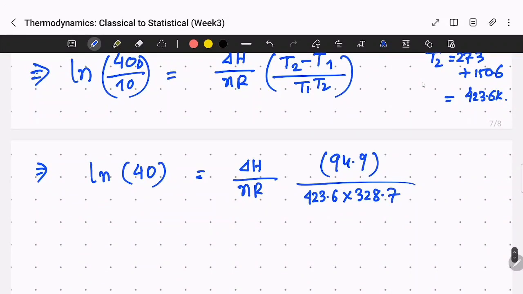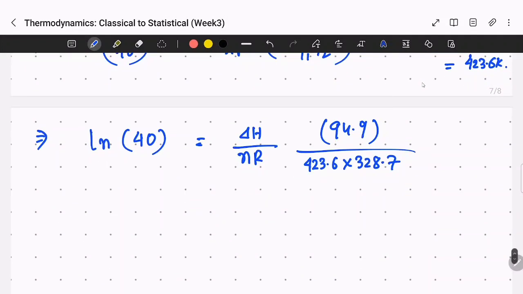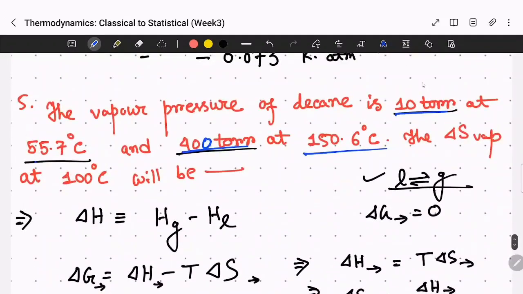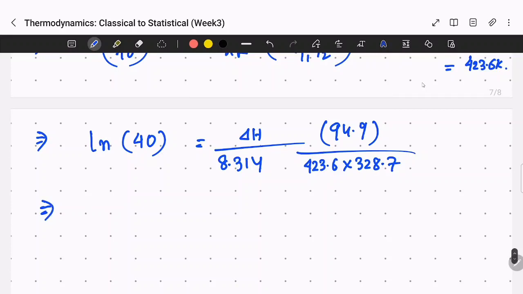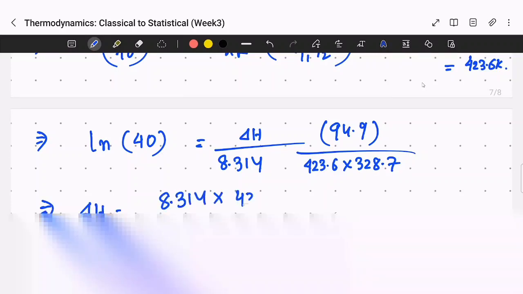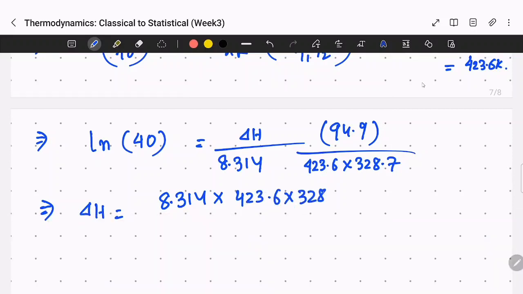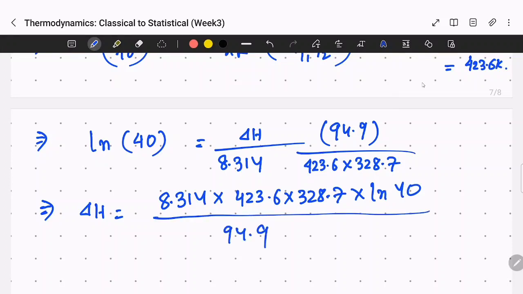Okay, so this is nR. n is 1 anyway. How do we know n is 1? Because when anything is not given, you have to understand this is for 1 mole. And R is 8.314. So just do it. So del H will be 8.314 into 423.6 into 328.7 into ln 40 divided by 94.9.